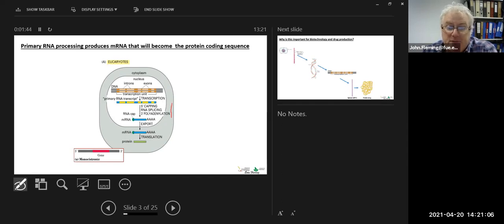So they get a 5' cap, they get a 3' poly A tail, and they undergo this thing called RNA splicing, where introns that are located within the coding sequence of genes in the eukaryotic genomes, these regions get spliced out, leaving behind the exons, which are shown here in blue, that then get spliced together in order to make the mature messenger RNA.